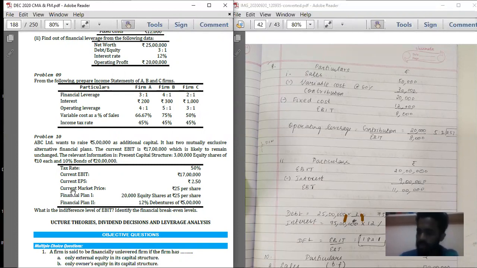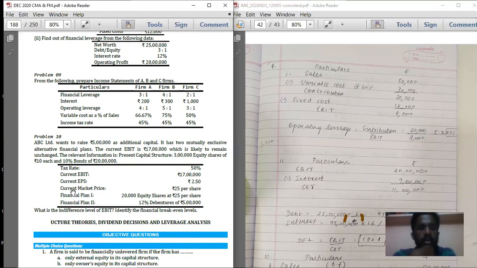3 lakh equity shares, 3.66. Whereas current EPS is 2.5. They are distributing only 2.5 rupees of earnings per share. So okay, earnings per share is 2.5. And current market price is 25 per share. The market price at which the share is traded is 25 rupees per share. And there are two plans for raising this 5 lakh additional capital.